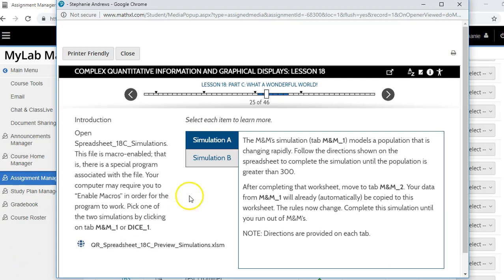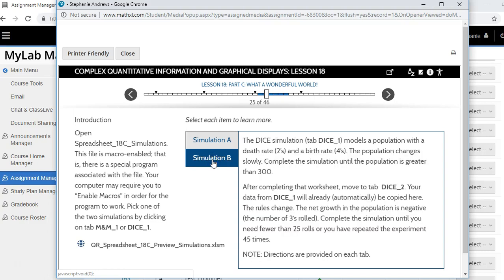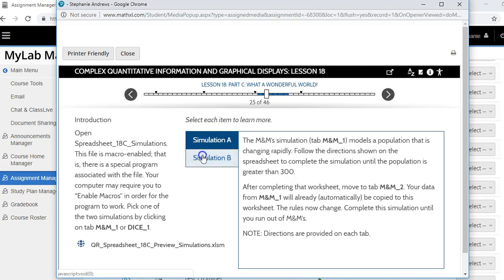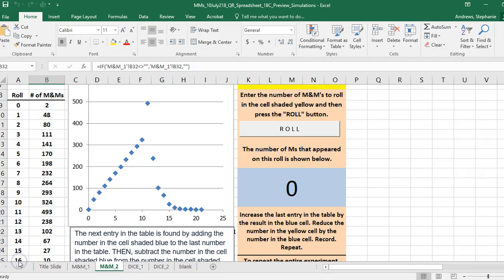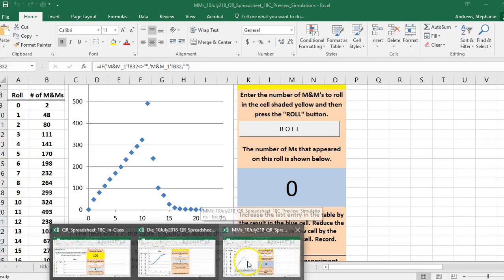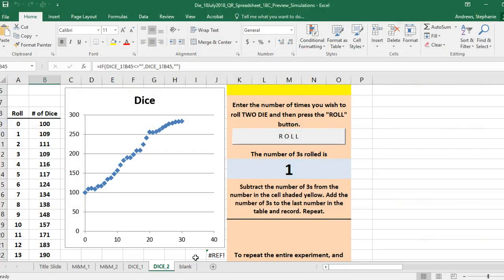So in your preview, you could have conducted simulation A with M&Ms or simulation B with dice. And as you later looked through this lesson, they really just wanted you to interpret and talk about what model or models you think the M&Ms or the dice simulated, and then they asked you to write about it. So here's a demonstration or simulation that I did using the M&Ms, and here's the one that I did using the dice.